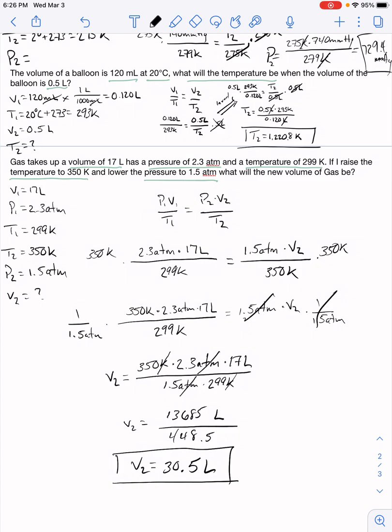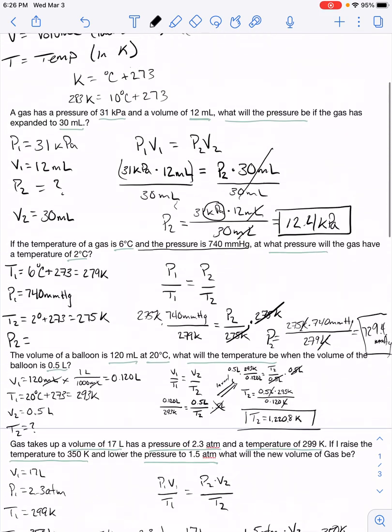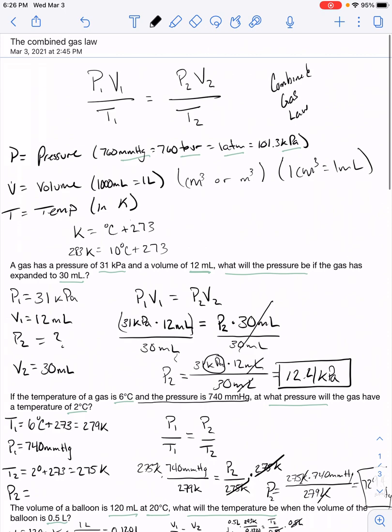So on today's assignment for gas laws, we want to be able to show the algebraic steps necessary in order to cancel units and solve for our unknown variable using the combined gas law. Again, if one variable is held constant, we just remove it from that equation, P1 times V1 over T1 equals P2 times V2 over T2, in order to solve for the variables.